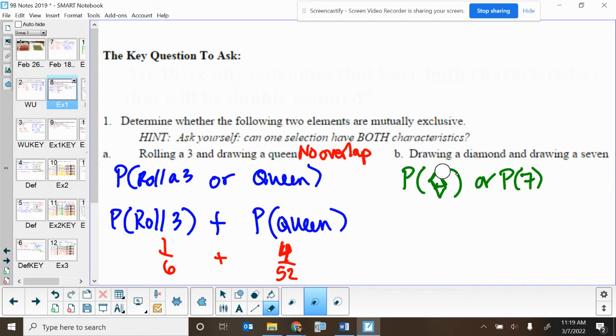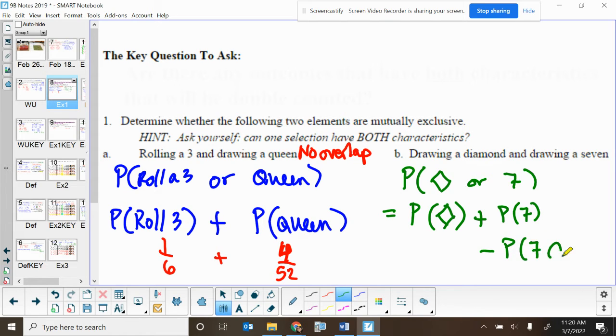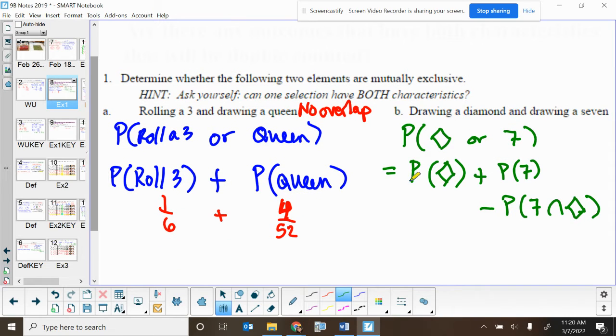Oh, I wrote it wrong. Let's start over. The probability of drawing a diamond or a 7 is the probability of drawing a diamond plus, because the or is plus, the probability of a 7. And then I will take away the probability that it's a 7 and a diamond, which is that card that's the 7 of diamonds. So the probability of a diamond is 13 out of 52, because each suit has 13 cards. Probability of a 7, there's 4 of those out of 52. And then I will take away the 7 of diamonds because it got counted twice.